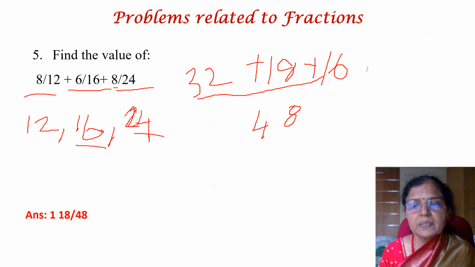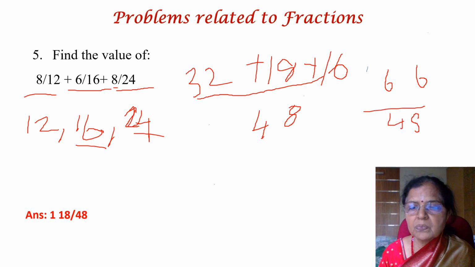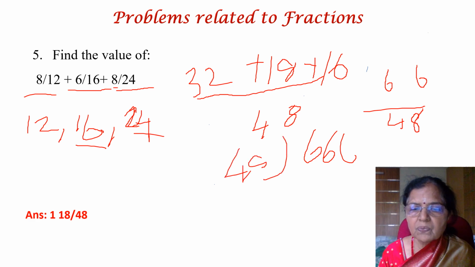Now you add all three. What will you get? 66 divided by 48. Now you divide 66 by 48. What will you get? 1 times 48. The remaining is 18.